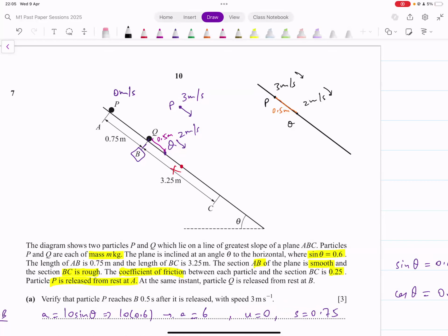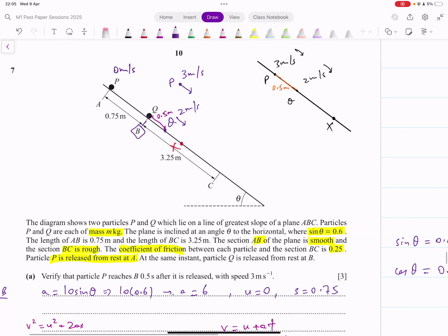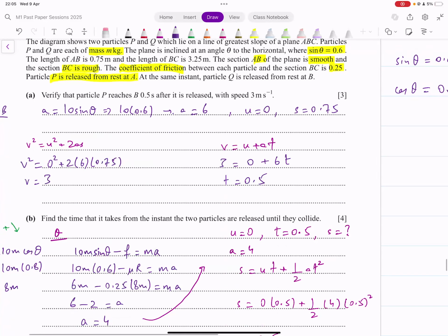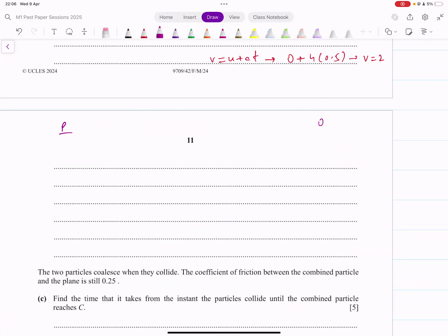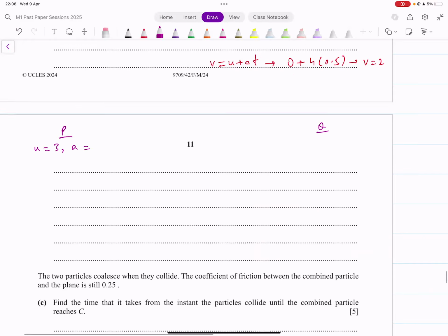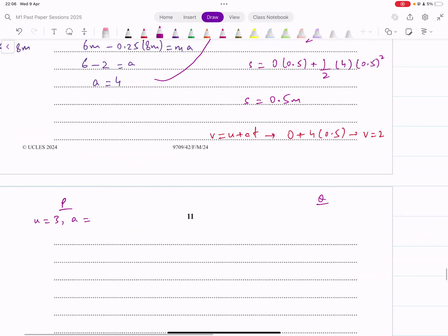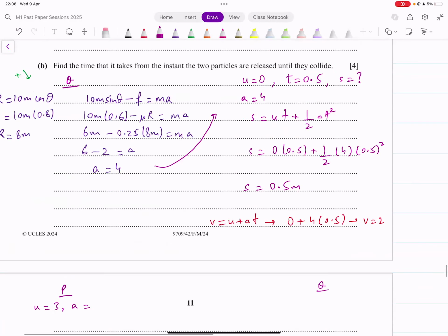Now, at some point, they're going to collide with each other. Let's call this point X. What's the displacement that P has from this point to X? Let's write down what information we've got about P and Q. For P, we know its initial velocity now is 3 meters per second. What else do we know? We know the acceleration. Acceleration for P is also going to be 4, right?